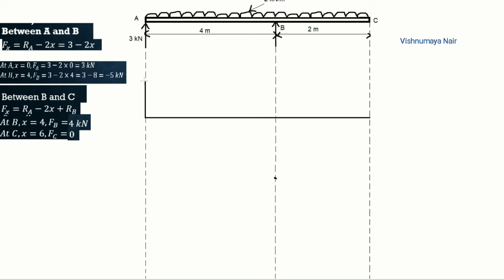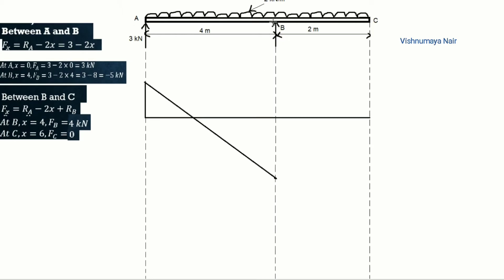Now we have to join this point and this point using a straight line like this, because the shear force varies according to straight line law between the points A and B. See, Fx equal to 3 minus 2x between the points A and B. This shear force is a function of the distance of the section from the end A. So it varies according to straight line law. Now this shear force varies from a value of plus 3 kilonewton to a value of minus 5 kilonewton between the points A and B like this.